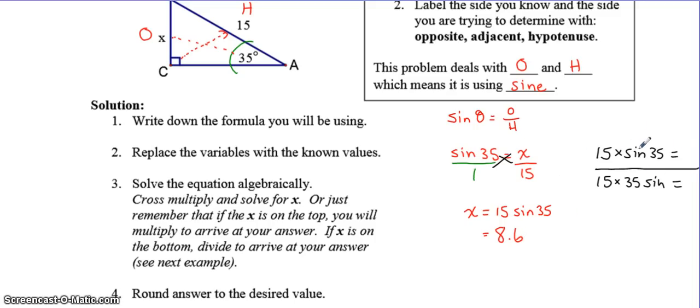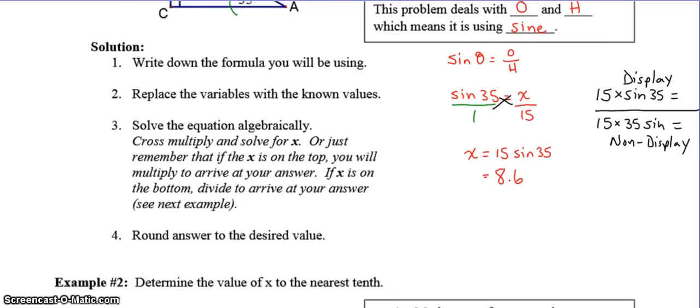You would typically use this one if you have what is called a display calculator, and you would use this one if it was a non-display. A display calculator is one that shows you what you're typing in exactly the way you're typing it in. A non-display is a calculator that just shows you the last number that you've typed in. Either way, try them both and see which one gives you 8.6. Let's try another example.